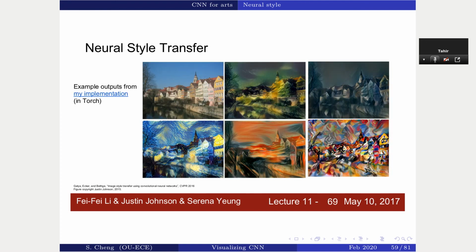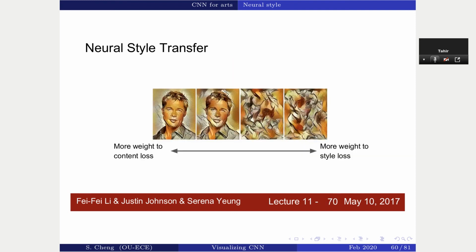The only problem is, you see, for this original implementation, for each style you need to do one optimization, right? So therefore, it's pretty slow. You probably generate one image, it's acceptable, but it's not a quick one. If you change one style, maybe you take several hours to do that because you redo the whole optimization problem.